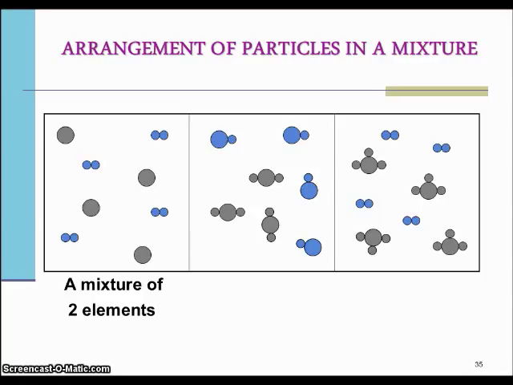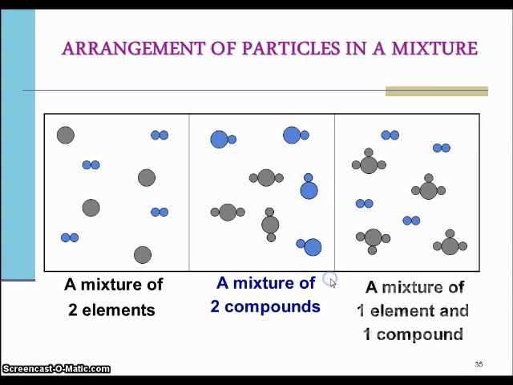Now, in the second box, we have a mixture of 2 compounds. I'll call this compound A, the gray color compound over here, and compound B, the blue color compound over here. If you look closely, compound A consists of 3 atoms chemically combined together, and compound B consists of 2 atoms chemically combined together.